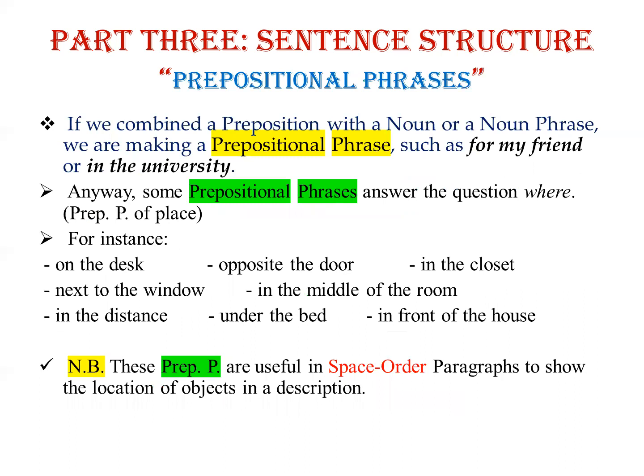If we combine a preposition with a noun or a noun phrase, we are making a prepositional phrase. So if I bring a noun or a noun phrase, such as my friend or the university: a noun phrase is a noun that also has an article or a demonstrative. This is the noun phrase. A noun phrase can be a noun by itself, so whenever you see a noun, it can also be a noun phrase. And also, a noun phrase is a noun that is combined with an article or a demonstrative.